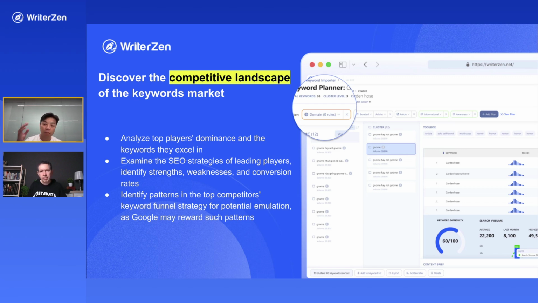So from there, you will see the percentage of investment they put into different brackets of keywords in the same market, right? By looking at that, you can actually do the same thing, kind of mirroring their strategy.